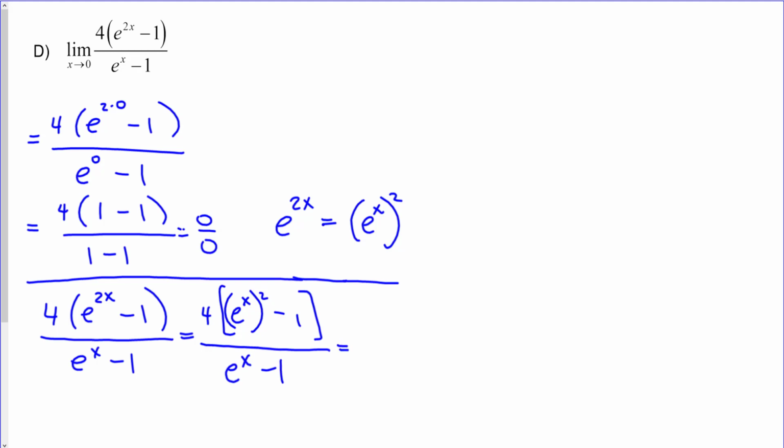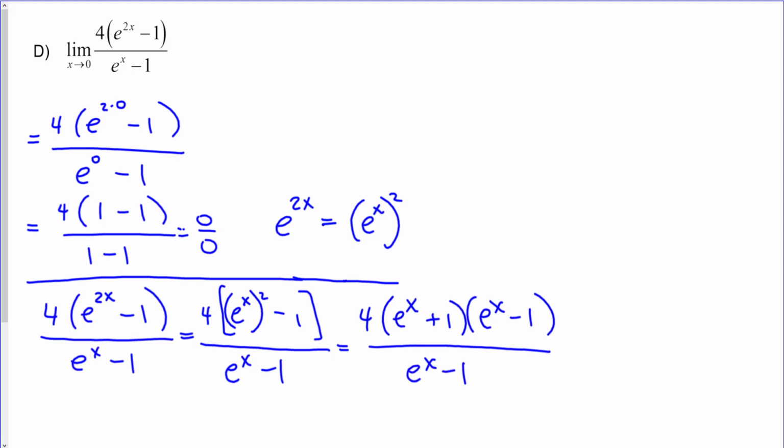In the numerator, these brackets are the same thing as a set of nested parentheses. All it's telling me right now is I have the difference of squares. I can make this e to the x plus 1 times e to the x minus 1. That's what that factors into. So then I have this term of e to the x minus 1 in both the numerator and denominator, which cancels. So this is 4 times e to the x plus 1.